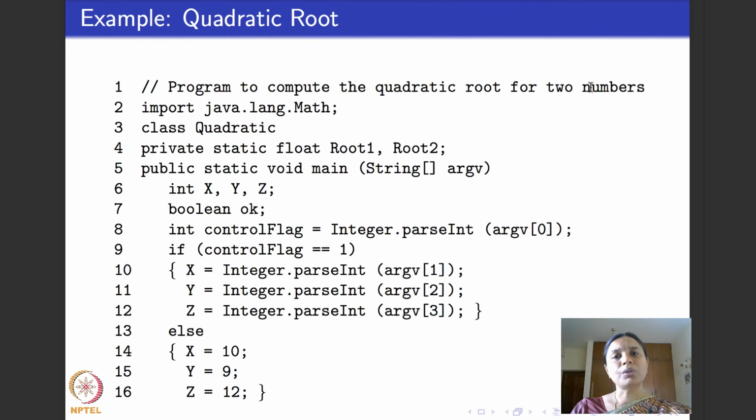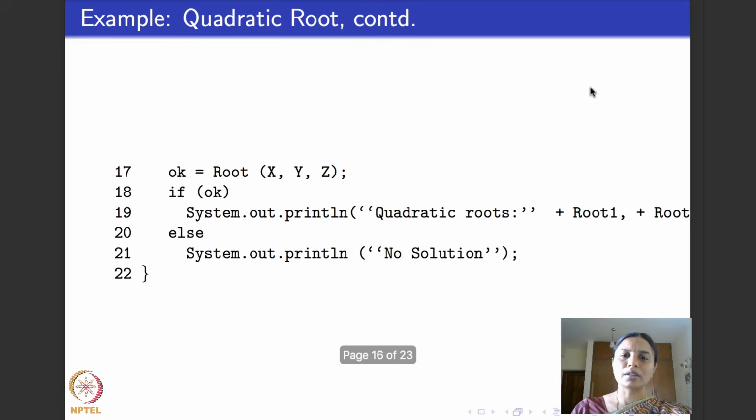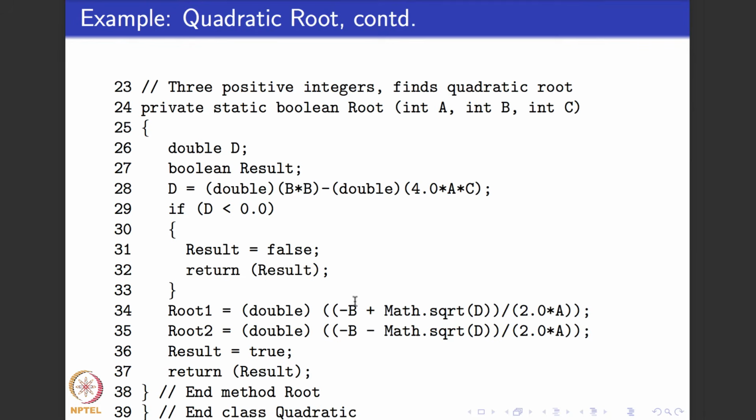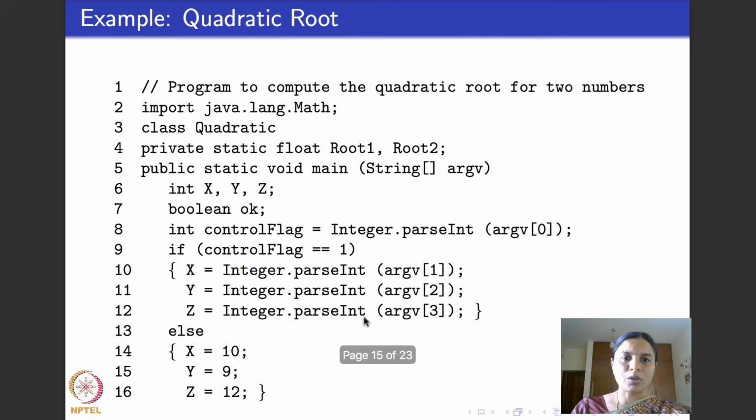I assume that you have an equation of the form ax squared plus bx plus c, and I want to be able to compute two values for x. The standard formula says that x is given as this formula, root 1 and root 2. So how does the code work?